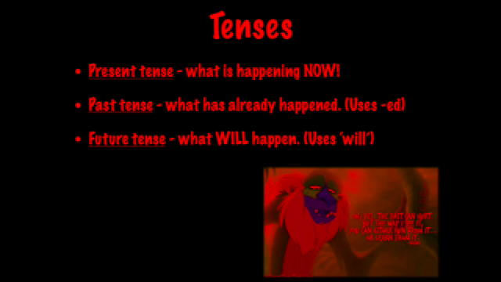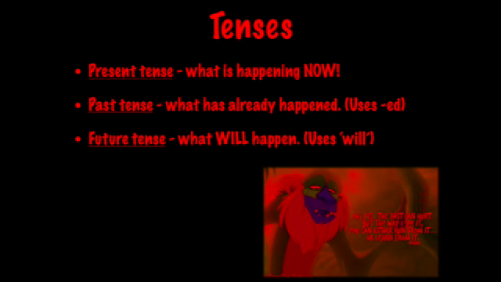Okay, so the thing that you need to remember about tenses is that there's the present, the past, and the future tense. The present tense is what's happening now, right this second. So what you're doing right now in the present is you're listening to me tell you about tenses. Past tense is something that's already happened. Yesterday happened already, and usually the verb has an ed at the end of it.